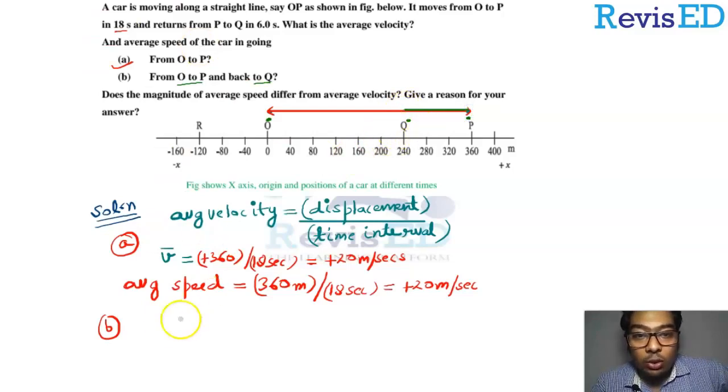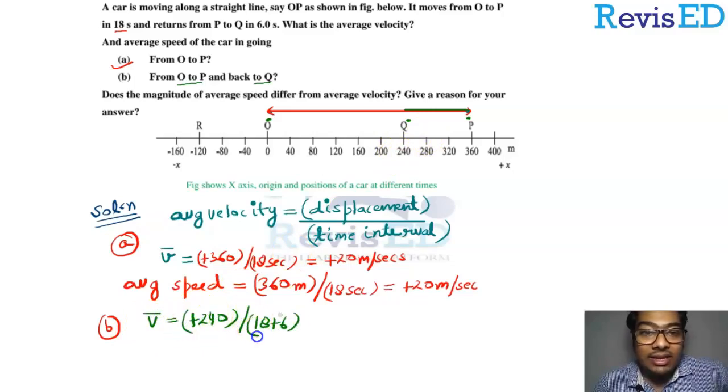So the total displacement will be from 0 to 240, that is 360 minus 240 means the net will be plus 240, divided by total time. This is 18 plus 6 seconds. Why 6? Because it is returning back, right? In an equal interval of time, because this is a uniform motion, it is covering the distance, so it will take only 6 seconds, right?